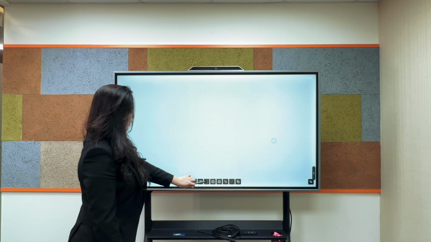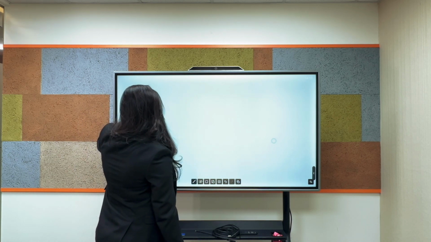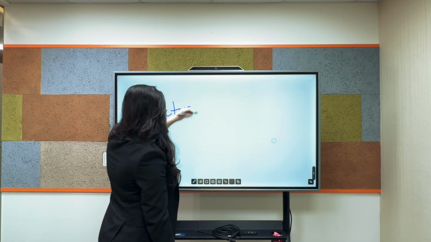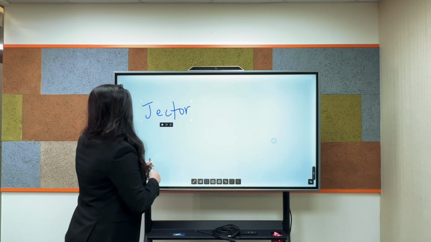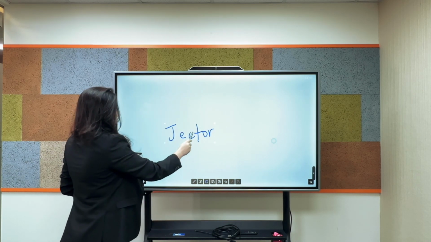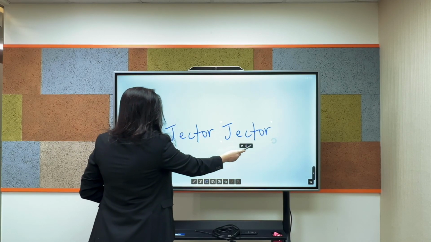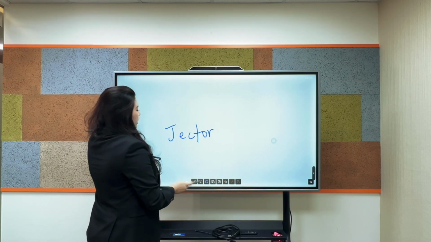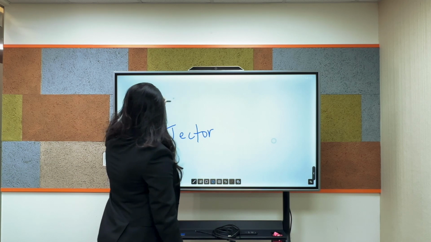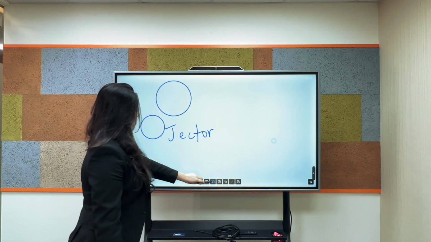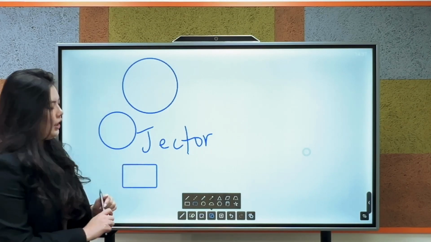Now I would like to talk about this. It is quite important. Use this select function, draw a circle, and you can move the item around, or even copy and paste, or just delete it. Now this icon here is shapes. It's quite self-explanatory. You click on the shape and there's shapes.